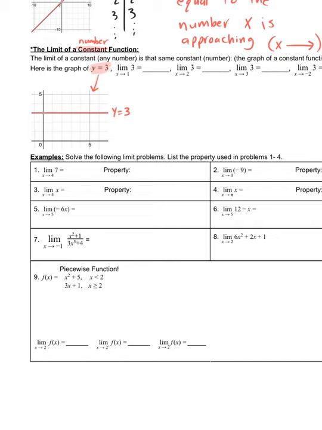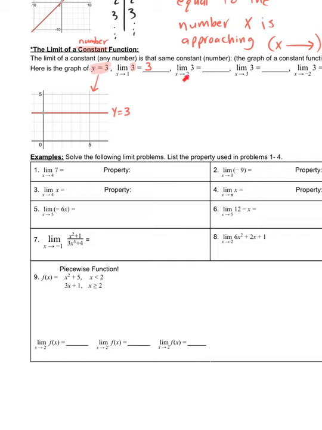This is 0, 3, 1, 3, 2, 3, 3, 3. So the graph of any number is just a horizontal line. And no matter what x value I'm approaching, the y value is up here at 3. So the limit of a constant, the limit of any number, is that same number. The limit as x approaches 1 of 3, if I'm at 1, my limit is up here at 3. It is the same as this number.